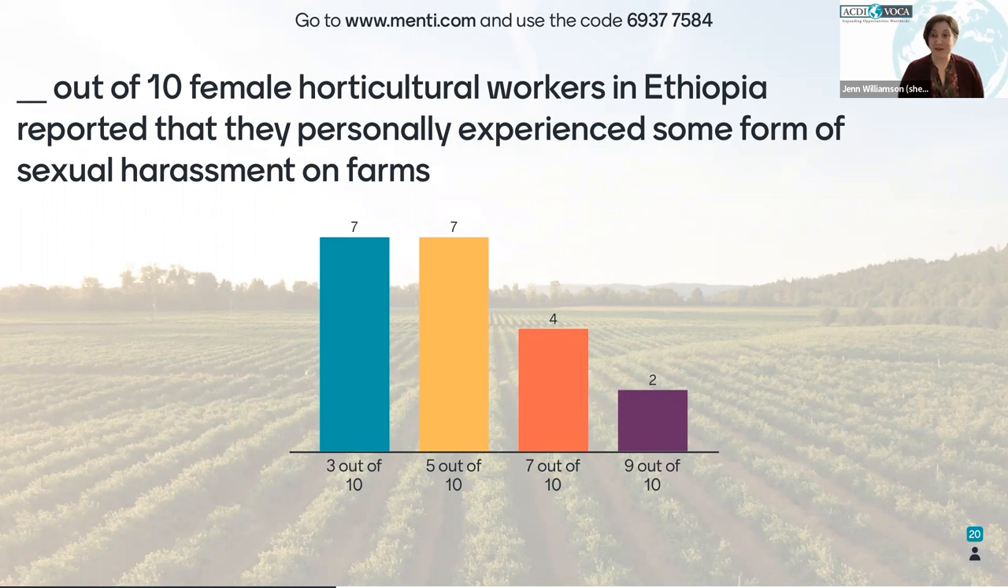Okay. The correct answer is 9 out of 10. I know that can seem hard to believe, and it makes complete sense that we see a range of responses. But yes, 9 out of 10. So the experience of sexual harassment of female horticultural workers in Ethiopia was extremely high. This gives you a sense of not only how common it can be for female horticultural workers to experience this, but think about what the potential impacts of this common form of violence could be in this sector. And if it's happening here, what do we need to look for and learn about elsewhere? Next slide.